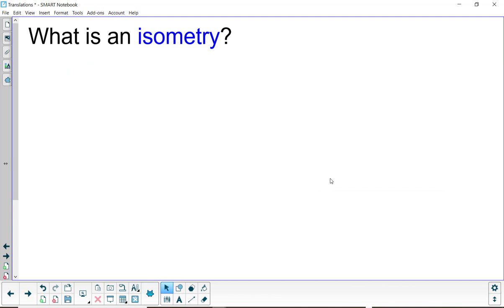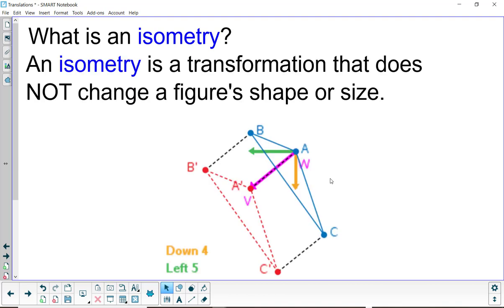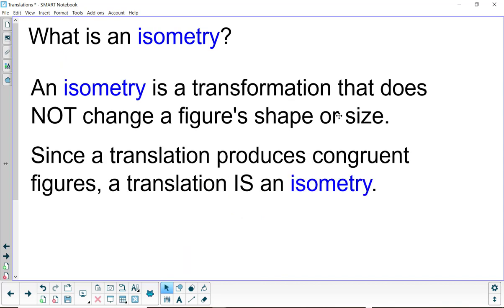So turn over to the top of page 2. There's a wealth of information there. You can see some things in bold, like isometry, rigid motion, distance preserving, angle preserving. An isometry is a word that's used in geometry, and it's a transformation that does not change a figure's shape or its size. And you can see that this translation does not change a figure's shape or size. So a translation is an isometry. A translation produces congruent figures. A translation is an isometry.